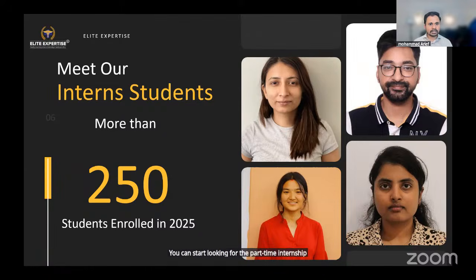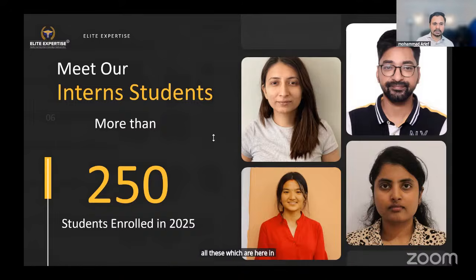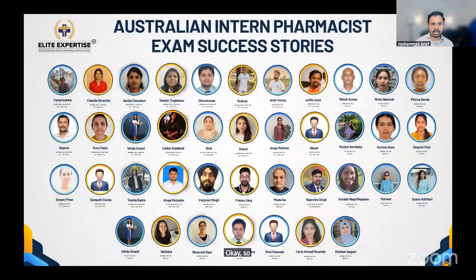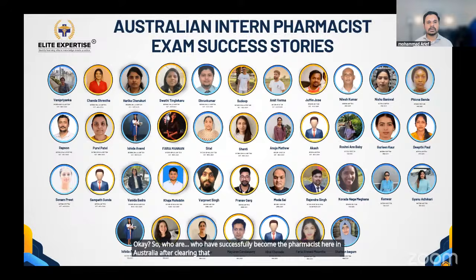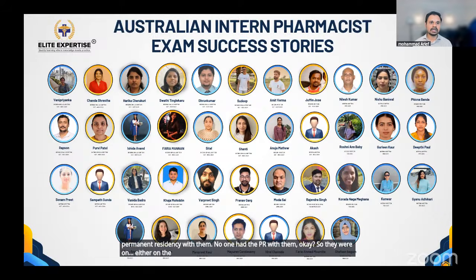So most of the candidates, all these which are here in the picture, who have successfully become the pharmacist here in Australia after clearing that internship, no one had the full permanent residency with them. No one had the PR with them. Okay, so they were either on the student visa or any sponsorships, or 407. So everyone's situation was the same.